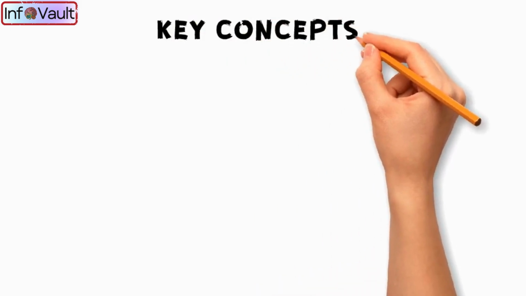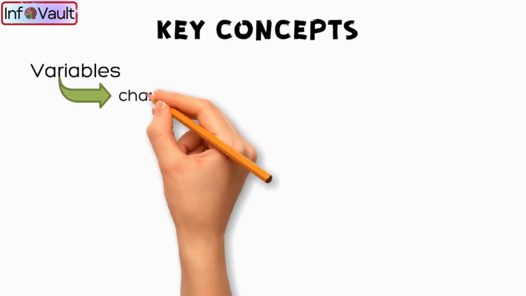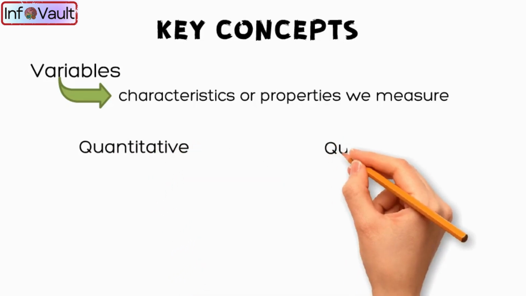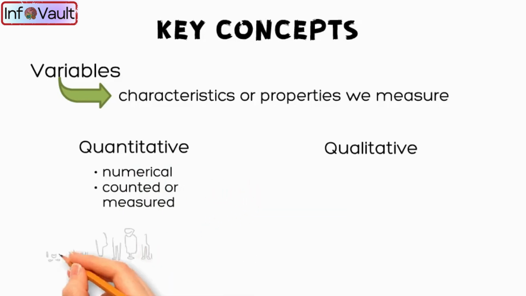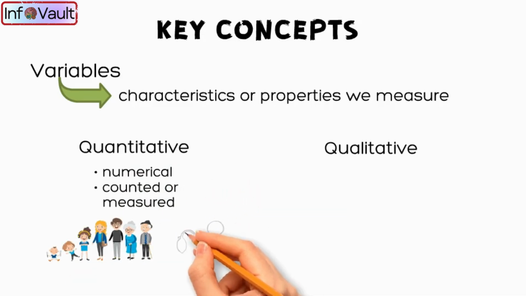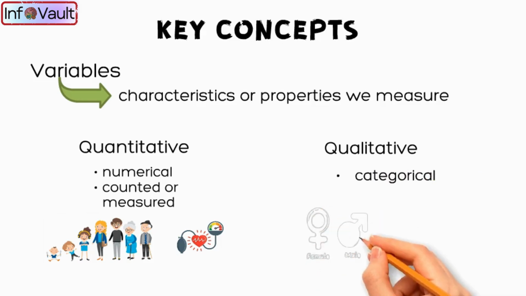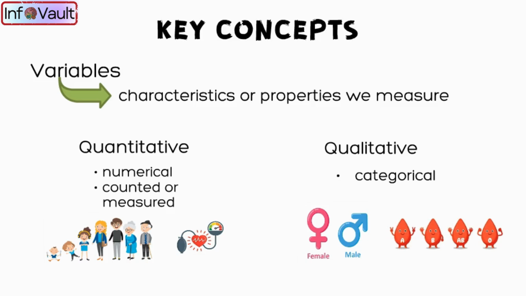Now let's look at variables. Variables are the characteristics or properties we measure in our study. There are two types of variables: quantitative and qualitative. Quantitative variables are numerical, like age or blood pressure. These are variables that can be counted or measured, while qualitative variables are categorical, like blood type or gender. These variables describe a certain quality or characteristic.